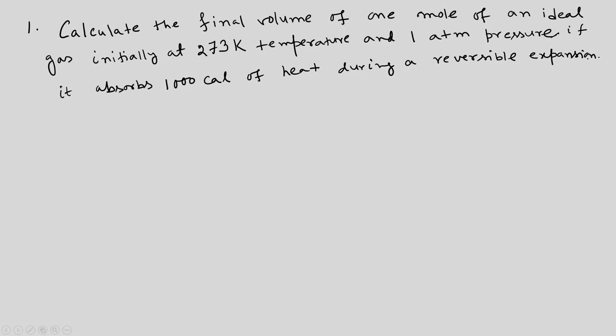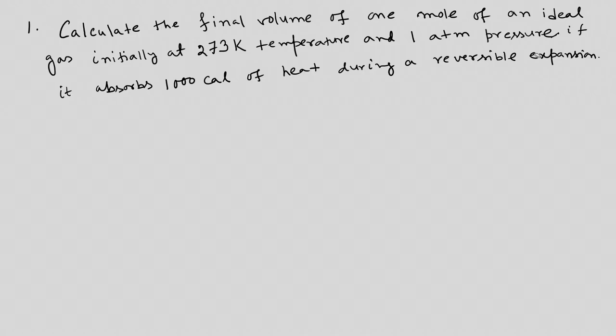The problem is to calculate the final volume of 1 mole of an ideal gas initially at 273 Kelvin temperature and 1 atmospheric pressure if it absorbs 1000 calorie of heat during a reversible expansion. So how to solve this problem? Okay, so we can say that this is a reversible isothermal expansion if we consider. The problem is slightly modified now: calculate the final volume of 1 mole of an ideal gas initially at 273 Kelvin temperature and 1 atmospheric pressure, if it absorbs 1000 calorie of heat during a reversible isothermal expansion.